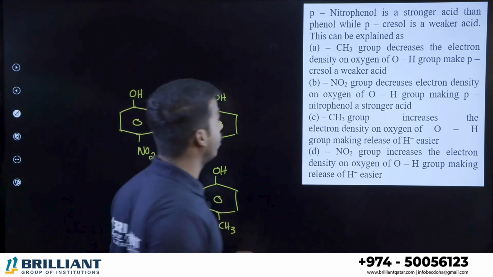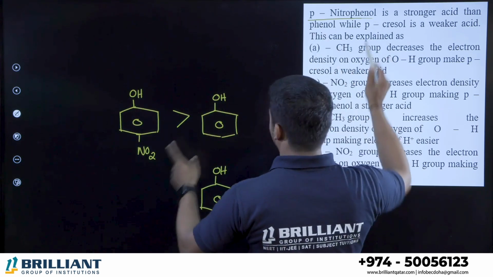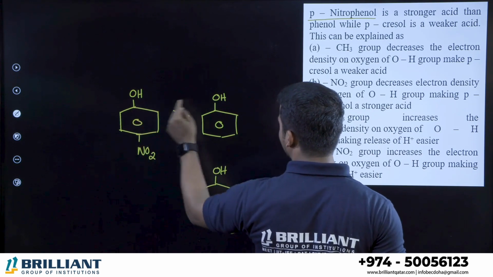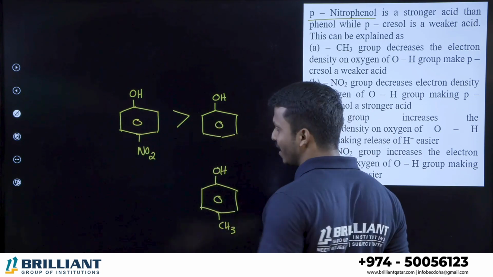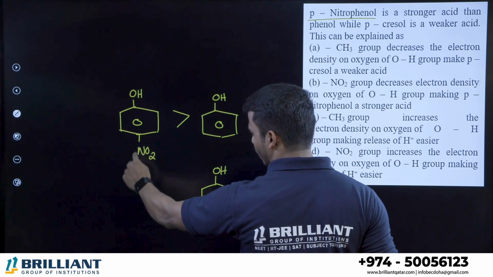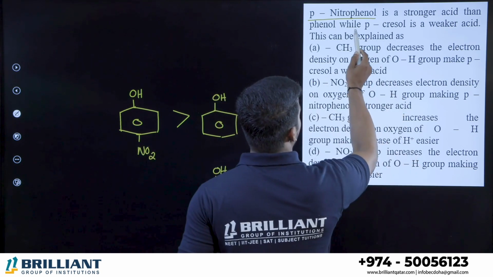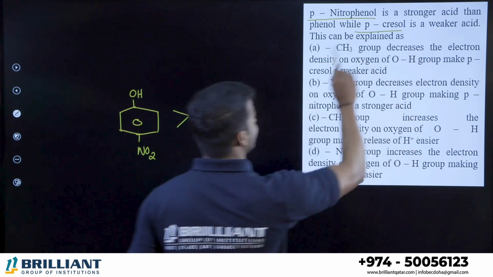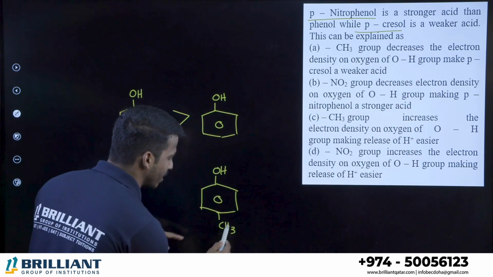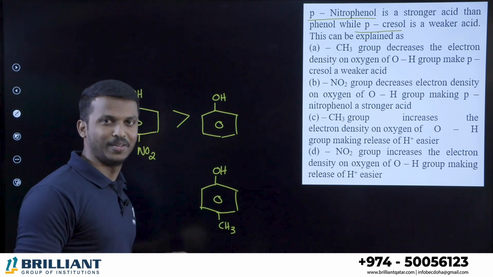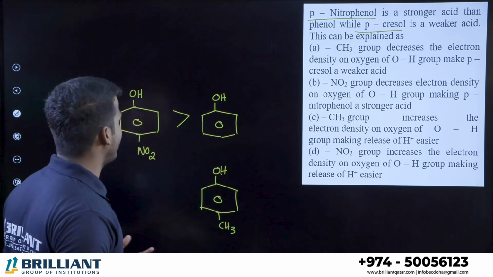So let me conclude. Para-nitrophenol is more acidic than phenol. What is the reason, dear all? Because it contains an electron withdrawing group. While para-cresol is a weaker acid than phenol, because it contains an electron donating group. Correct. What is the reason we can assign?